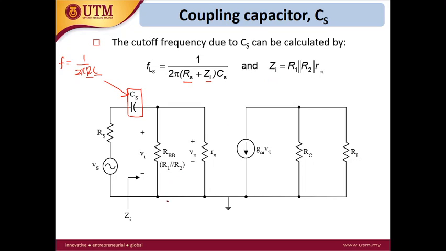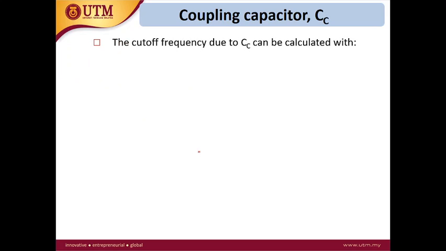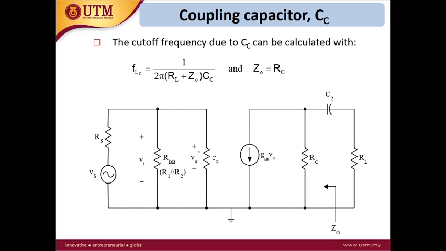For this common emitter configuration, the input impedance is defined by R1 parallel with R2 parallel with R pi. Next, we consider the case where only the output coupling appears in the circuit. The input coupling as well as the bypass capacitor are considered as short circuit. In this case, the value of the capacitor is only CC, but the total resistance is at the output part.